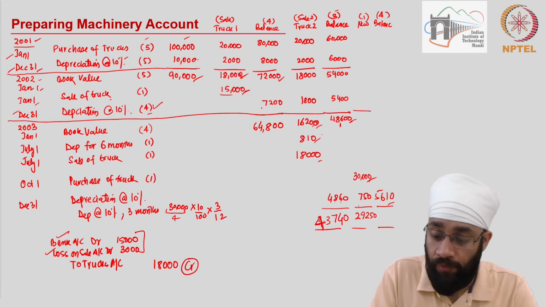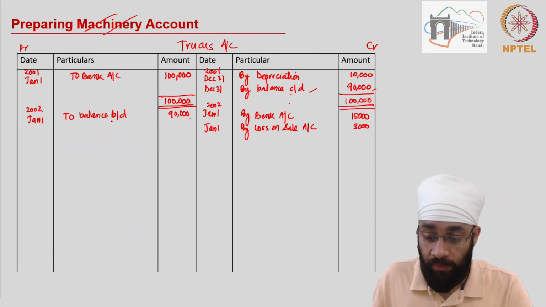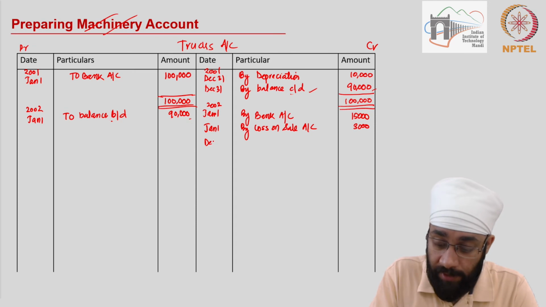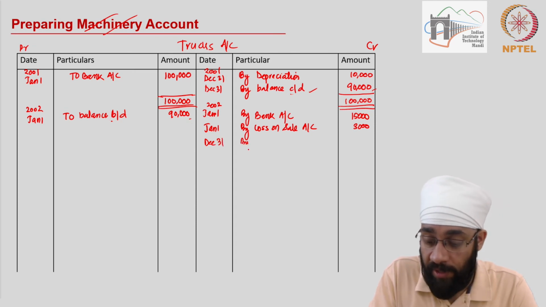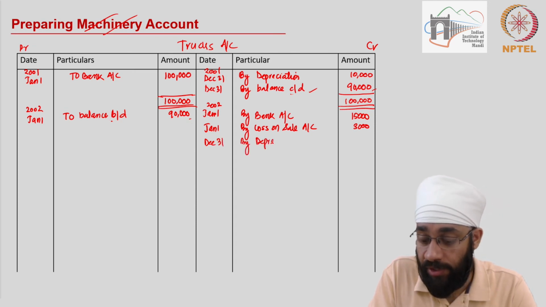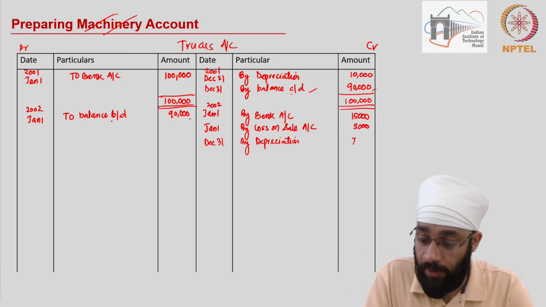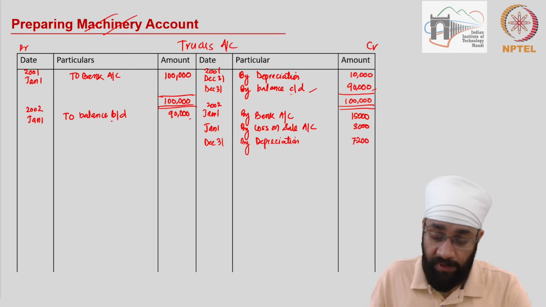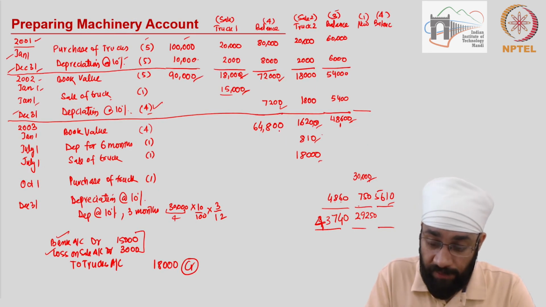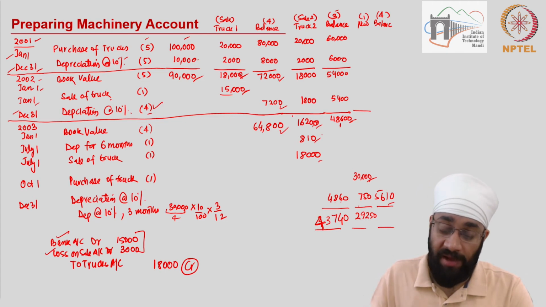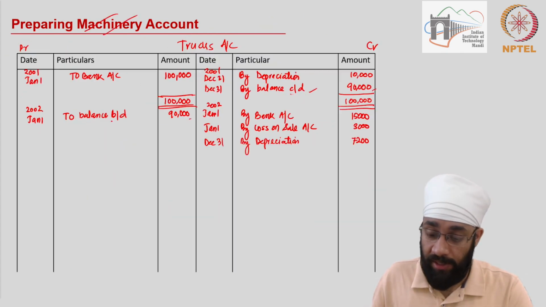Depreciation to be charged on 4 trucks is 7,200. So December 31st, you have by depreciation. Depreciation is being charged on the remaining 4 trucks. This is equal to 7,200 here. So the value of the trucks now that you have is 64,800.